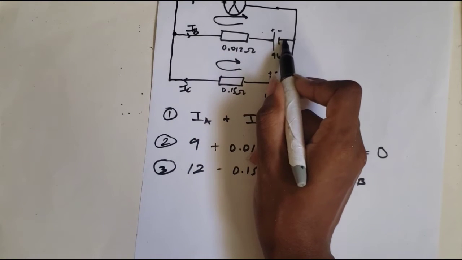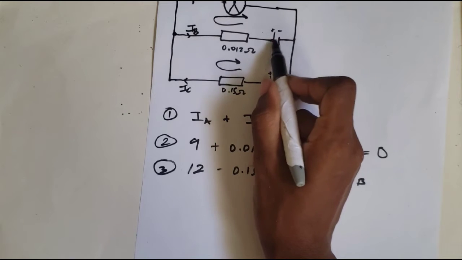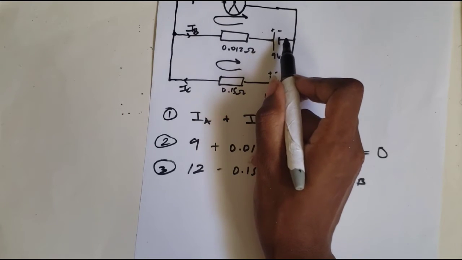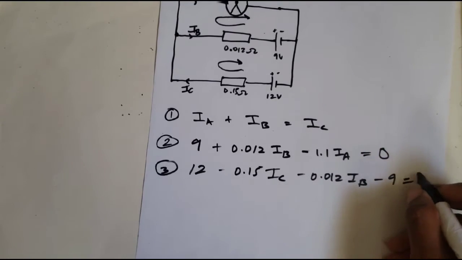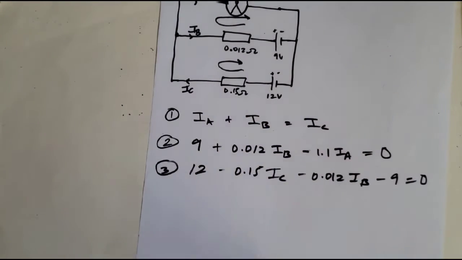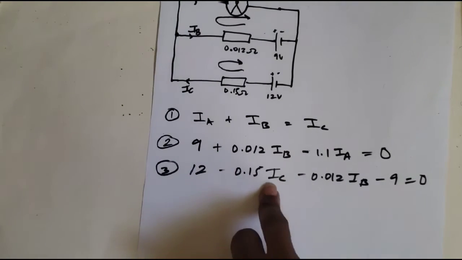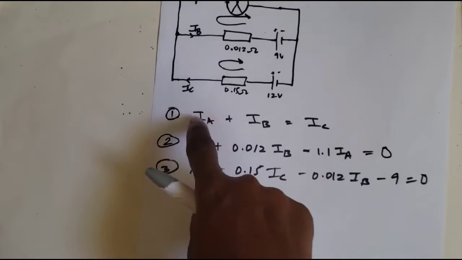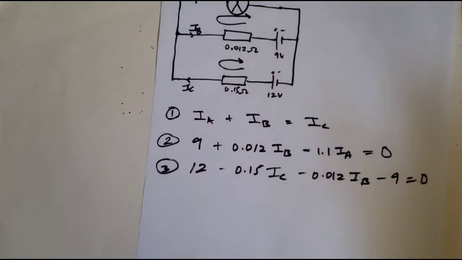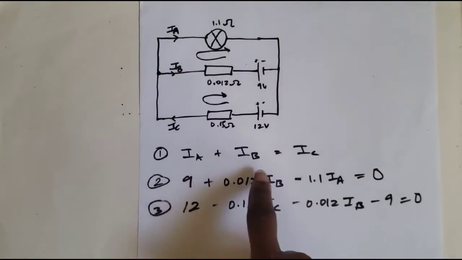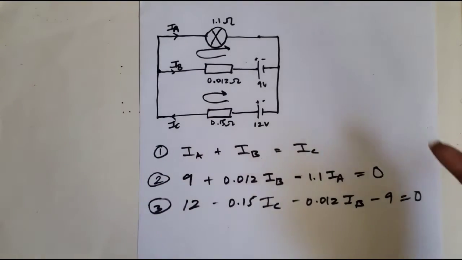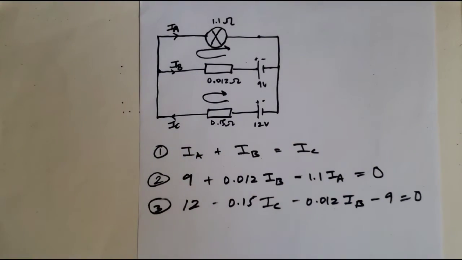And coming to this battery now, it's going from positive to negative. So the positive to the negative end of the terminal is going to give me a negative 9 volts. And so there I have my 3 equations, which is perfect. Wherever, as usual, I see IC, I'm going to substitute it with IA plus IB, which I can, because IA plus IB is equal to IC. So let's just get to it.